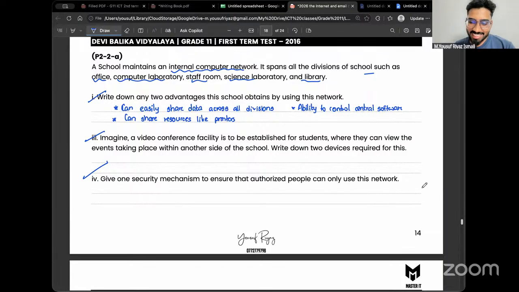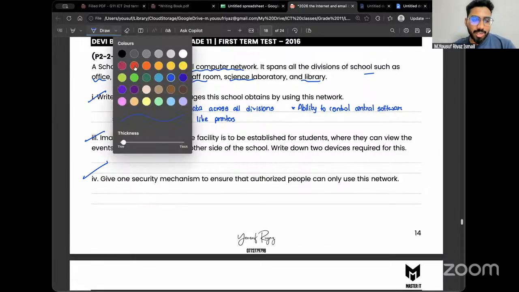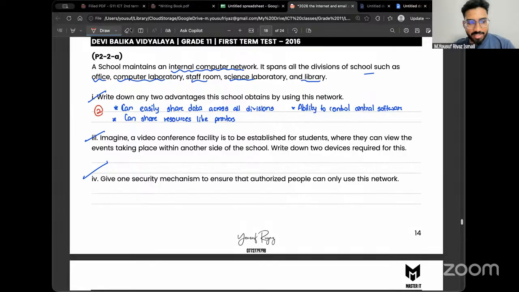Exactly. So yeah, out of these, if you mention any two answers, put 1 mark each or 2 marks there, okay? Again, there are other answers as well. I just went through the answers you all gave me and I modified those answers.